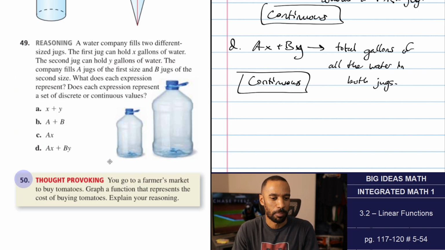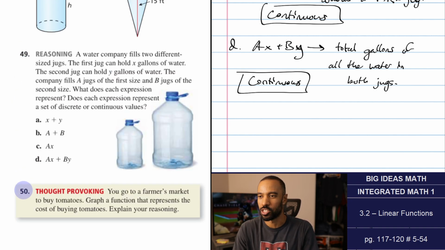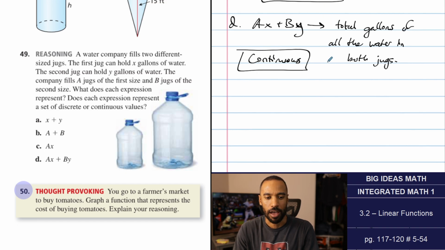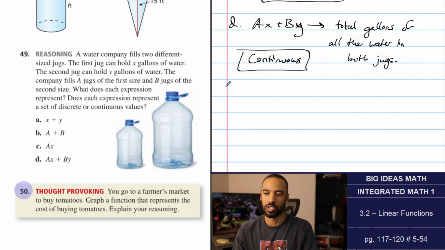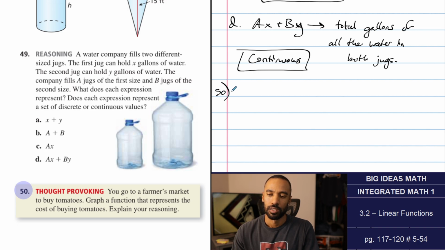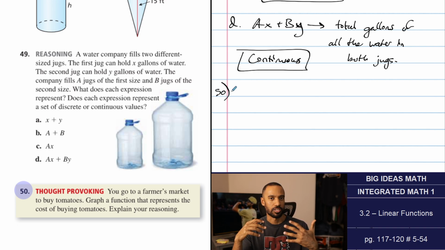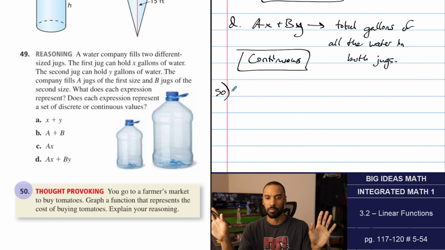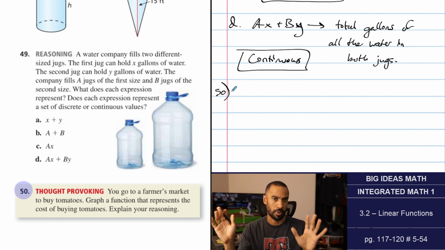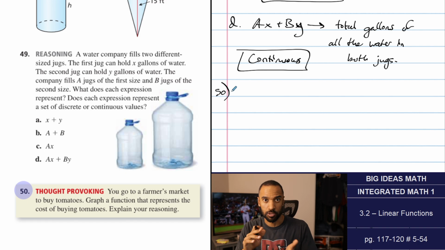All right, number 50, thought-provoking. You go to a farmer's market to buy tomatoes. Graph a function that represents the cost of buying tomatoes. Explain your reasoning. Well, for each tomato you buy, it's probably a constant amount, right? I don't know how much tomatoes cost. I'm not good at that. Let's say 50 cents a tomato. I don't buy tomatoes from a farmer's market.